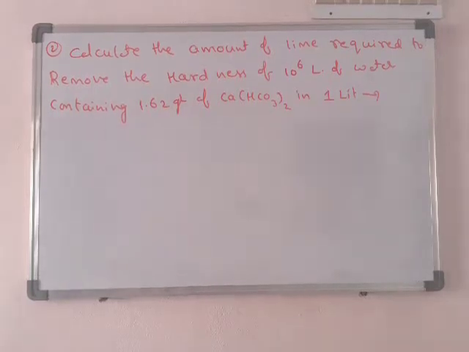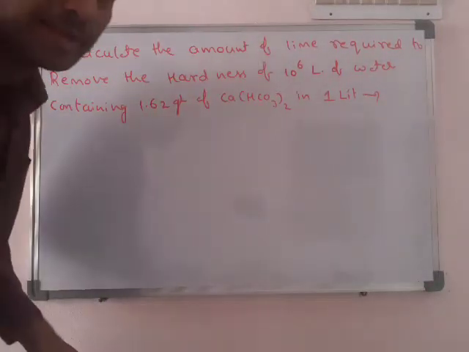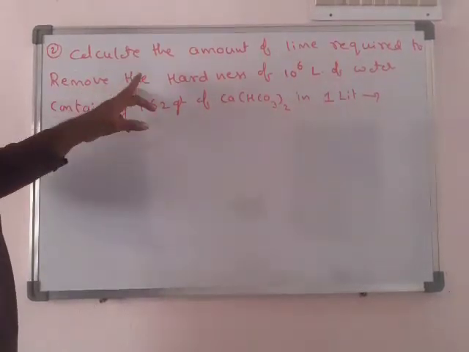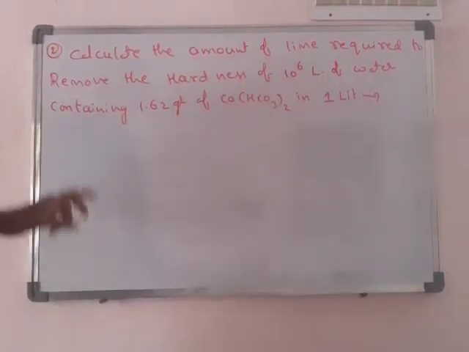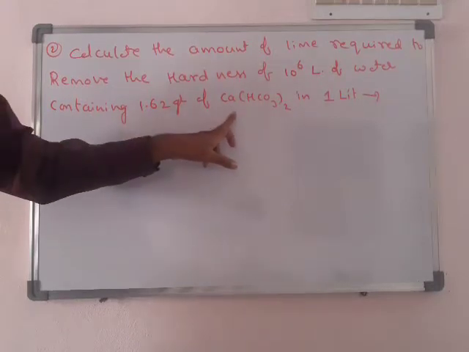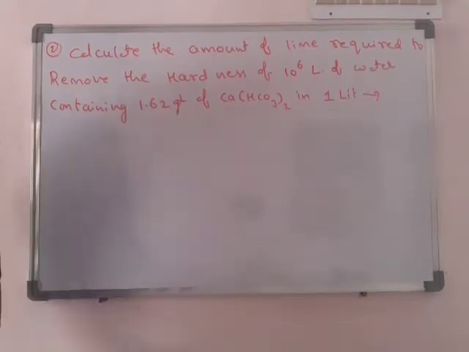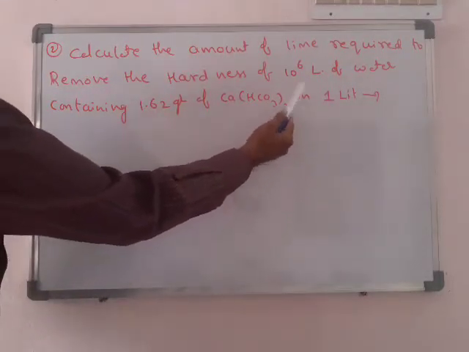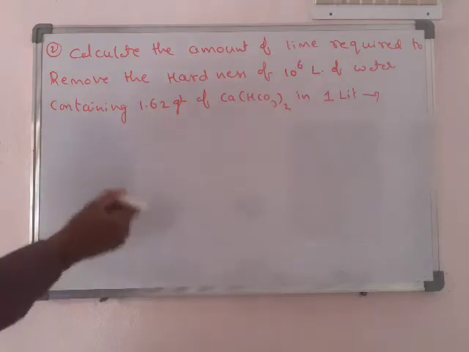So calculate the amount of lime. What is the formula of lime? CaO. So, required to remove the hardness of 10 power 6 liters of water, which contains 1.62 grams of calcium hydrogen carbonate in 1 liter. So here the information is given for 1 liter, and we have to do it for 10 power 6 liters. So first, let's find it out for 1 liter.